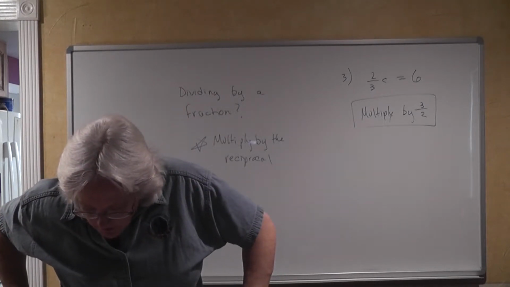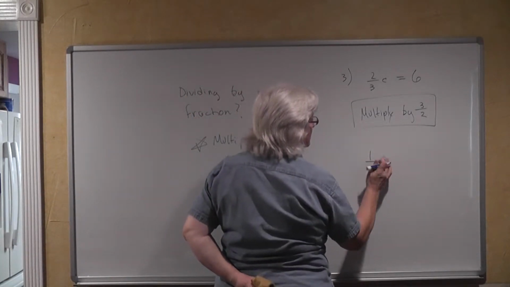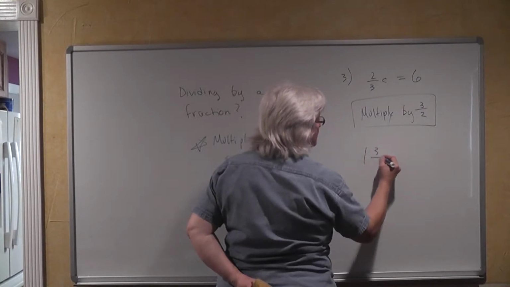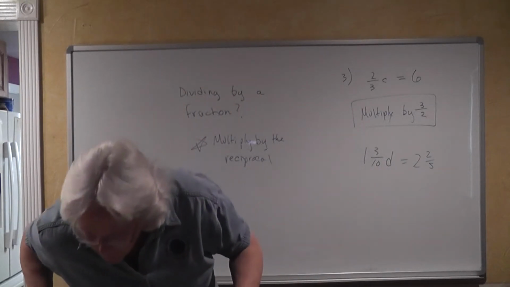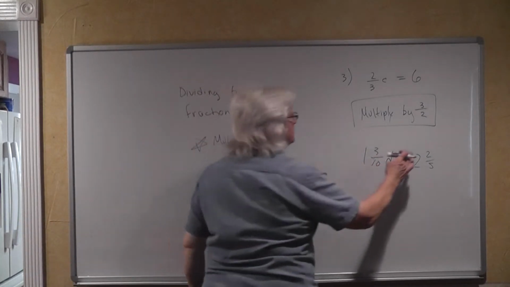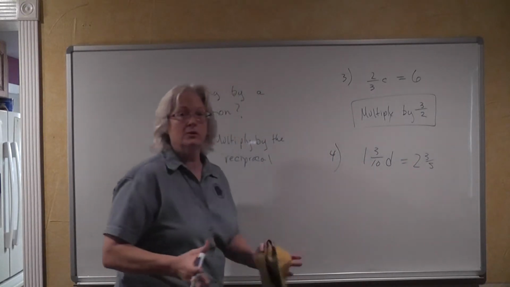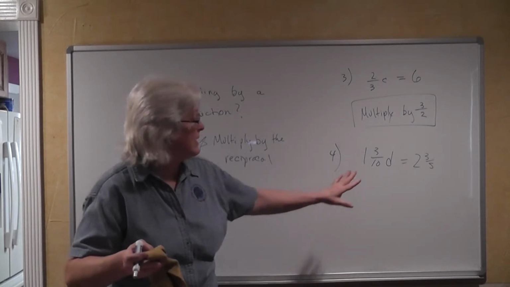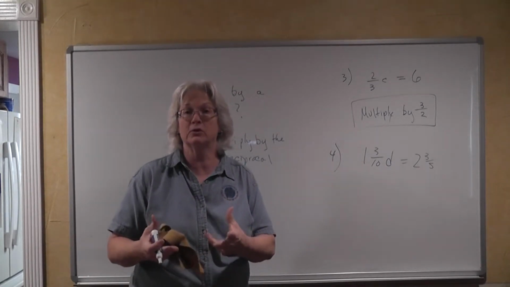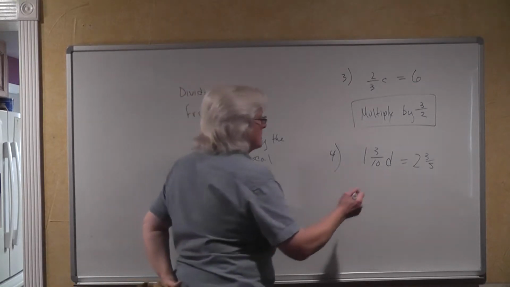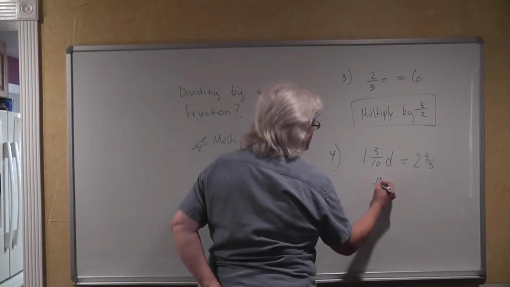Now we have, for number 4, 1 3/10 D is 2 3/5. Let me check. 2 3/5, doesn't matter. What do you have to do to solve this problem here, an equation that has mixed numbers? Remember earlier in the chapter we said mixed numbers have to be converted into improper fractions. So you need to know that 1 3/10 is the same as 13/10.